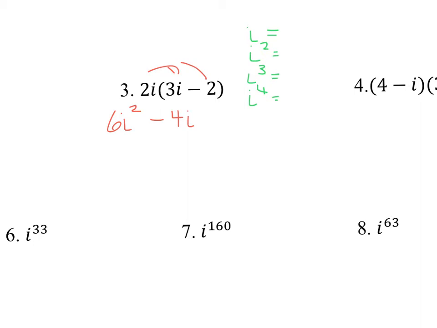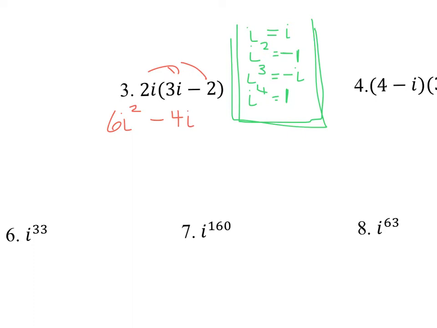So i is just i, i squared is negative 1, i cubed is negative i, and i to the 4th is 1. A good test-taking strategy is to immediately write these patterns down on your test so you don't forget them.